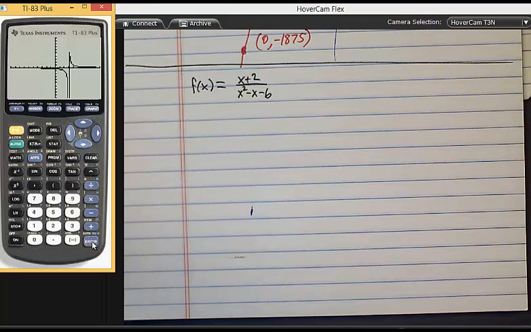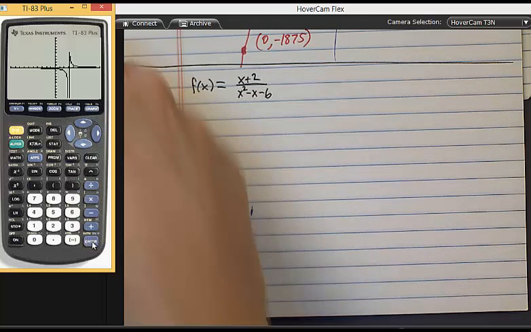Okay. But what it's trying to show me here is what? The asymptote. Yeah. And so one thing you might ask is, where is the asymptote?